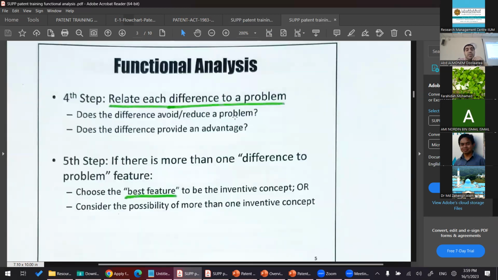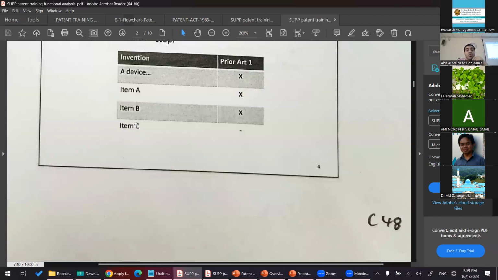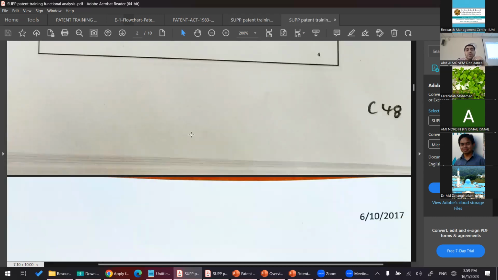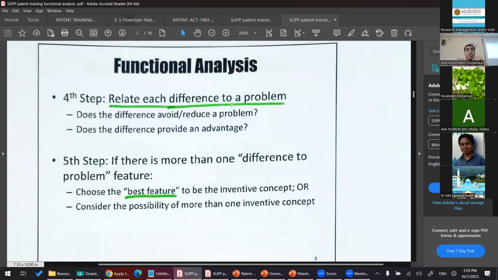Then relate each difference to a problem. So we are interested to know the differences, because A and B are already known, no need to do much on them, but we need to highlight and focus on the differences. Relate each difference to a problem. Does the difference avoid or reduce the problem? Does the difference provide an advantage?